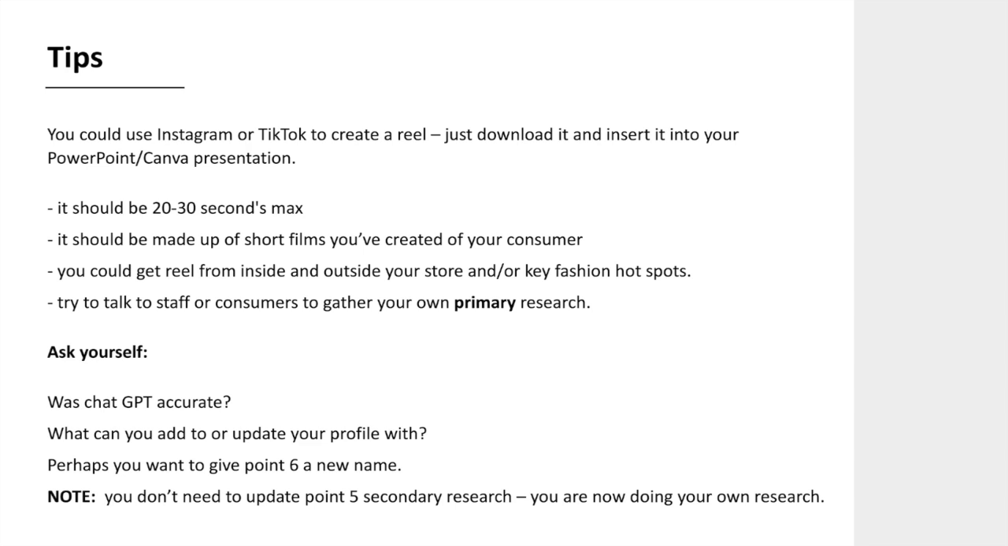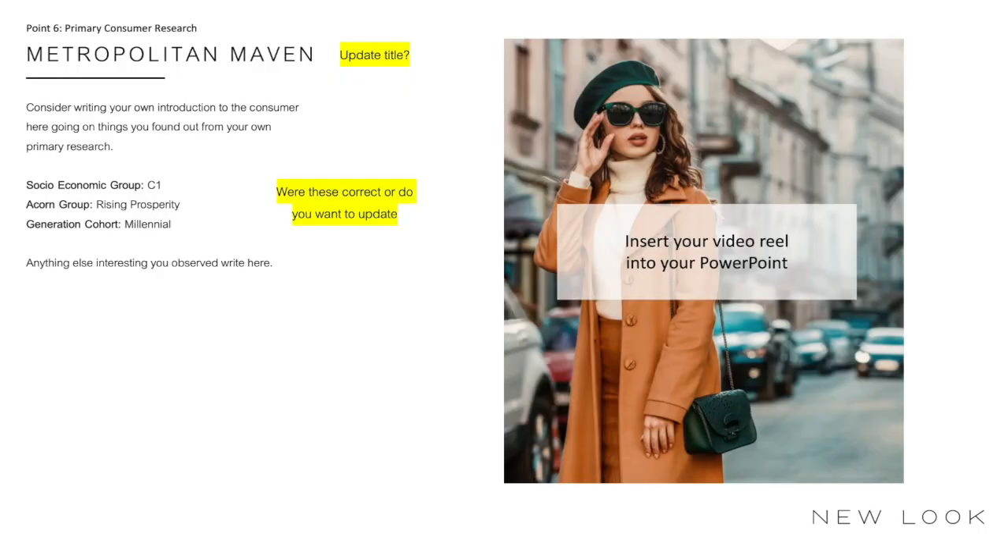Try to talk to staff or consumers to gather your own primary research that you can note down to complement this. Ask yourself, was ChatGPT in the previous point accurate? What can you add or update with your profile? Perhaps you want to give point 6 a new name. No, you don't need to update point 5 secondary research. You're now doing your own research on top of this.